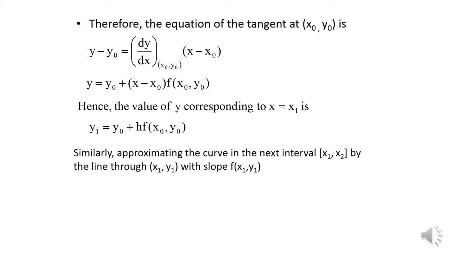Similarly we can write down in the next interval, that is x1 to x2, the value of y2 will be y1 plus h f(x1, y1), and in general form we can write y(n+1) is equal to yn plus h f(xn, yn). This formula can also be derived with the help of geometrical interpretation, where we can write tan theta, and from there we can also derive this.